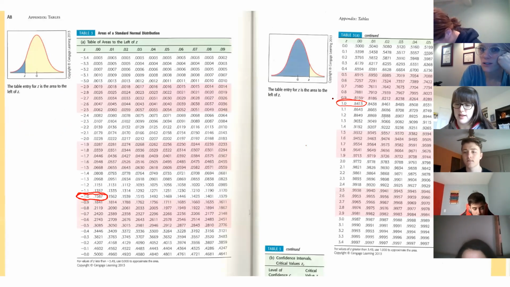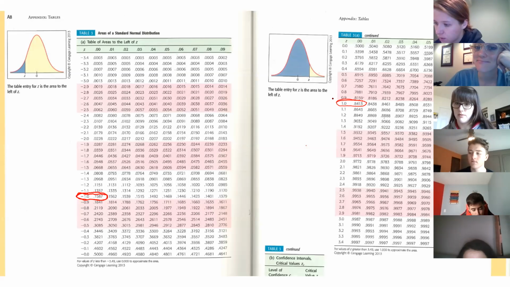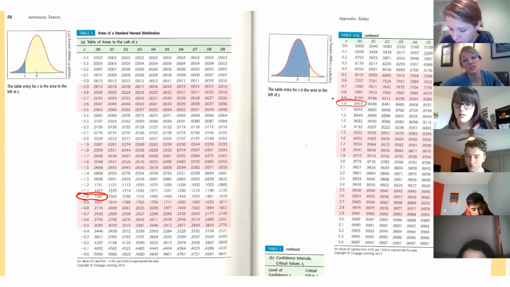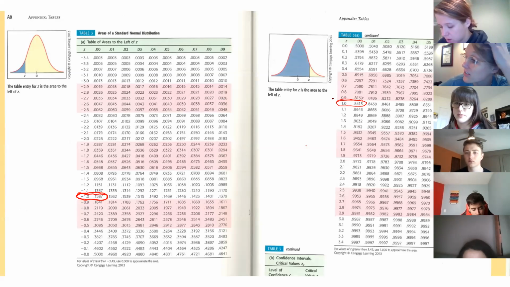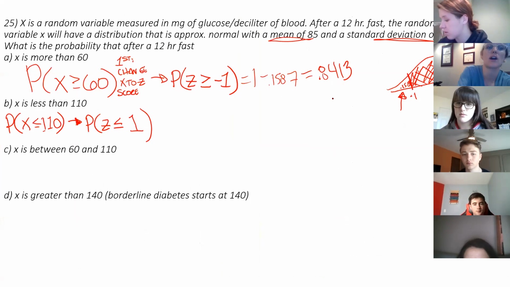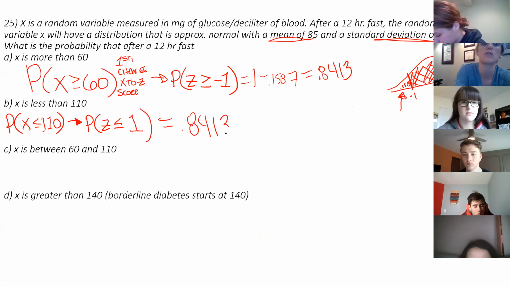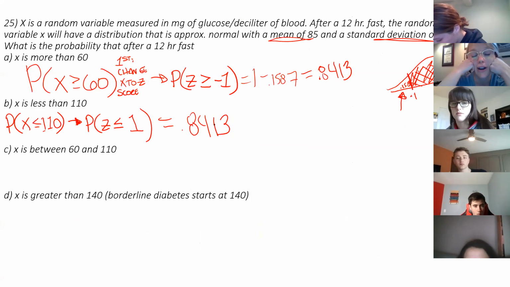It's the same thing as A, but the sign is flipped, the -1 and the +1. So your answer is the same thing: 0.8413. All right, and then how do you do the betweens?